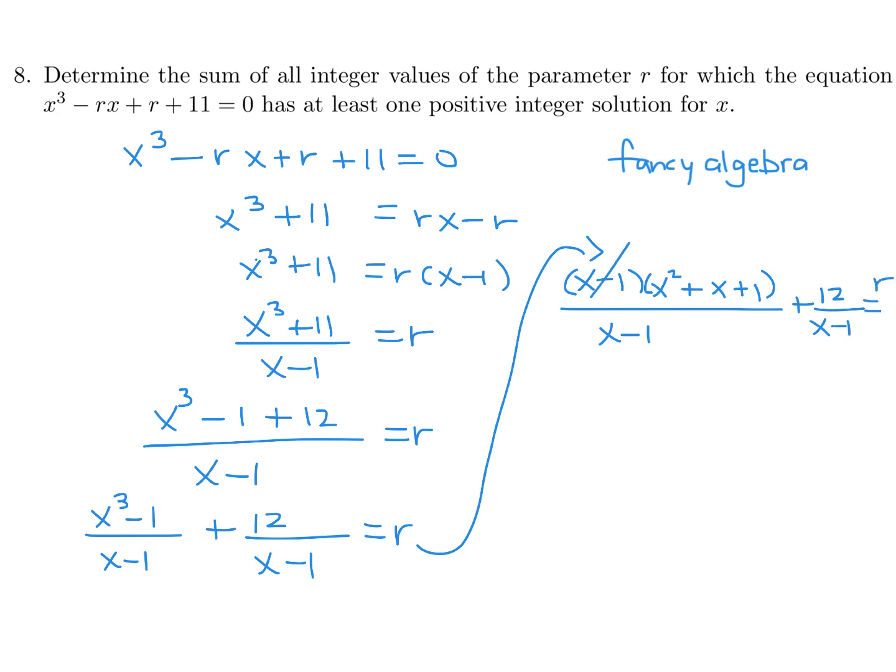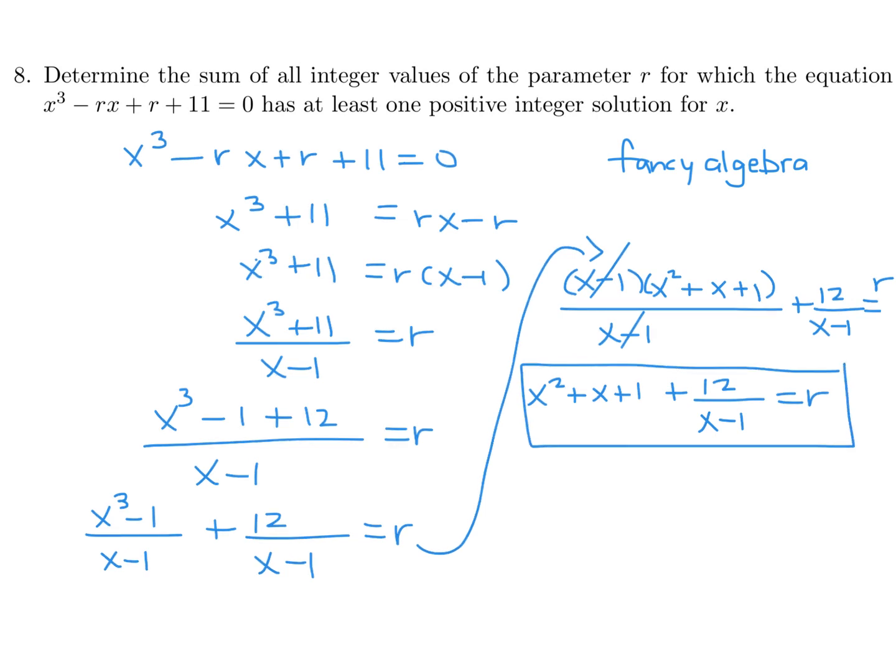Okay, well, that cancels with that. So this is just going to be x squared plus x plus 1. And then this is 12 over x minus 1. So there we go. So a little bit of fancy algebra. We got it down to this stage.